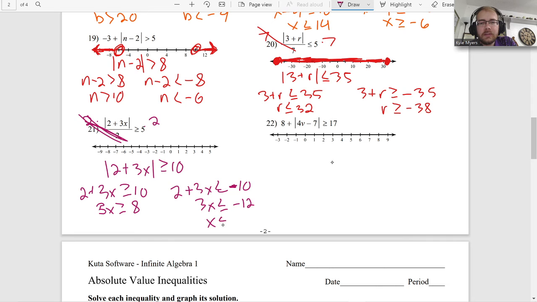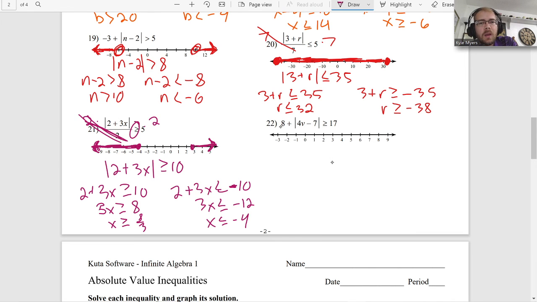X is going to be less than or equal to -4 here. And then here it's just 8/3, which is a little less than 3. Because 9/3 is 3. So little less than 3, greater than or equal to a little less than 3. Little less than 3 right here. And then right here, less than or equal to -4. Okay, so it goes like this. Which is fine, because it's greater than. When it's greater than, you're going to end up with that or thing, right?